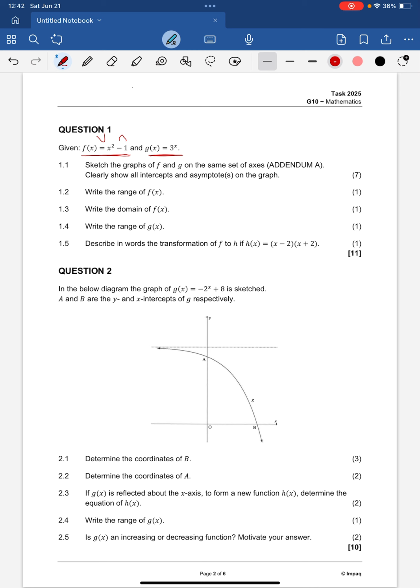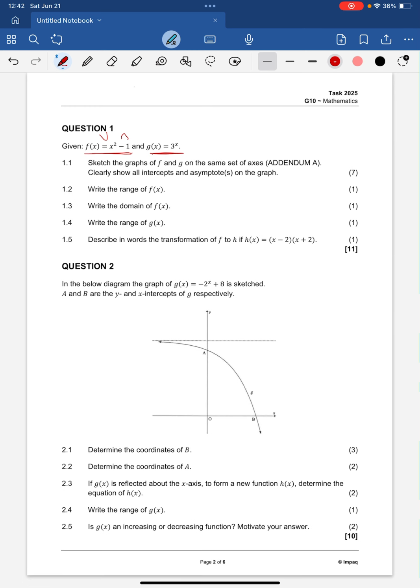Range, remember what range is. Range means the range of f, and domain means all the x. In other words, they're asking how far up and how far down does the function stretch. What is its maximum point and what is its minimum point? So you need to look.